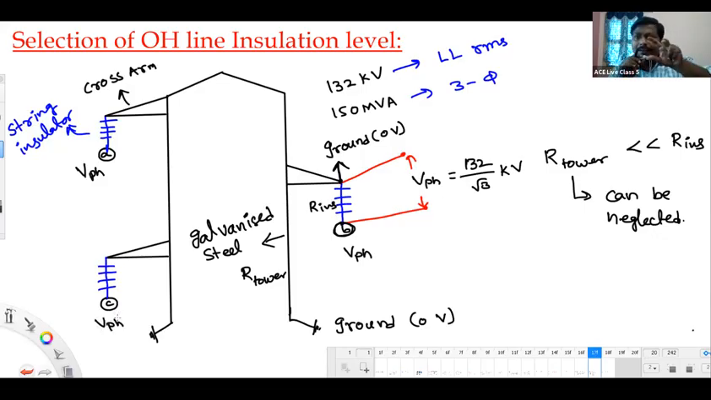So each and every conductor in this three-phase transmission line operates at a voltage of per phase voltage. So called line to line operating voltage by √3. All of you getting? Simple thing. Let me move ahead further to the next slide.